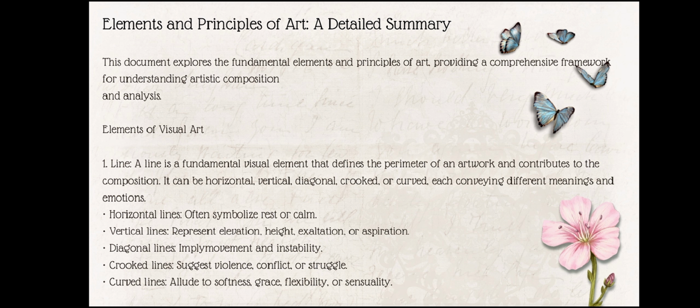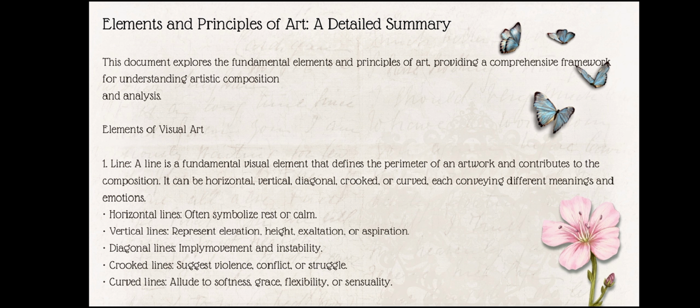So next is diagonal lines. They imply movement and instability. For example, the speed of a moving vehicle or things that are falling. That's a good example of diagonal lines. Diagonal lines create a sense of dynamism and energy.